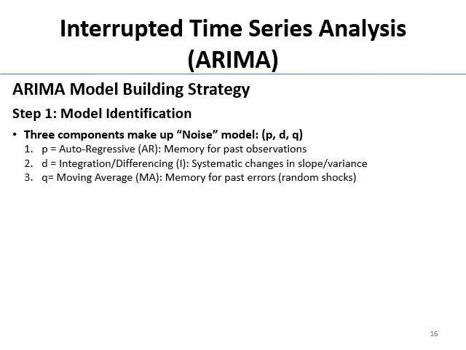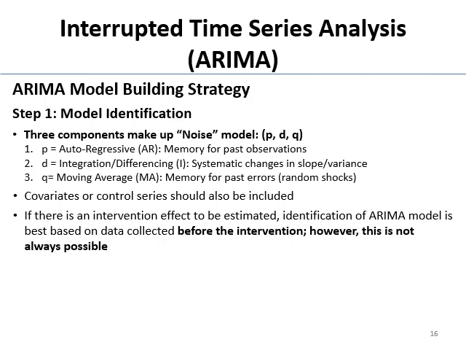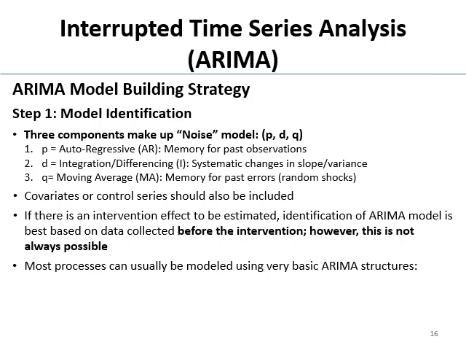So the AR and the MA are the most common. We do occasionally have to difference things as well to remove trends, but basically SPSS builds this for you. So you can include covariates in your series to control for things. And the goal here is to have SPSS identify the best model, if possible, before the intervention effect actually would hit the series, so on the pre-data. But sometimes you just don't have a long enough series to be able to do this, and so, you know, the world's not perfect. So you do what you can to graduate.